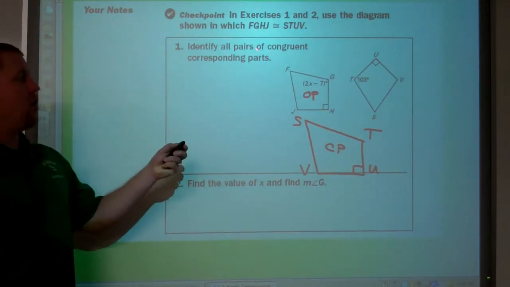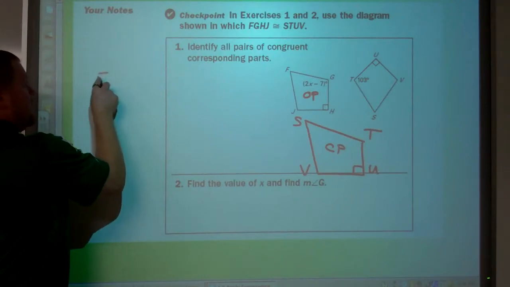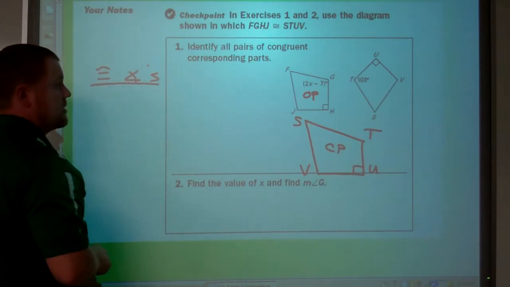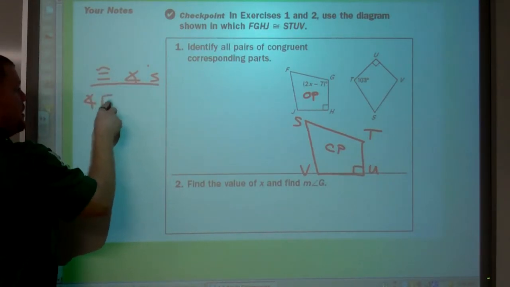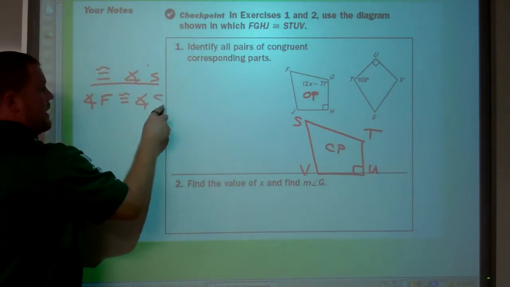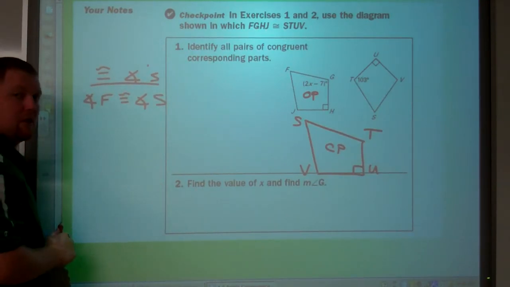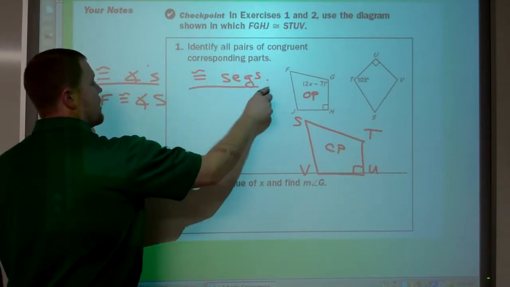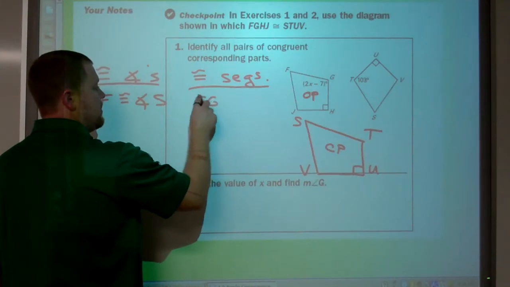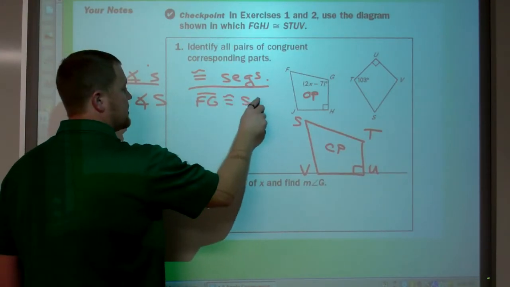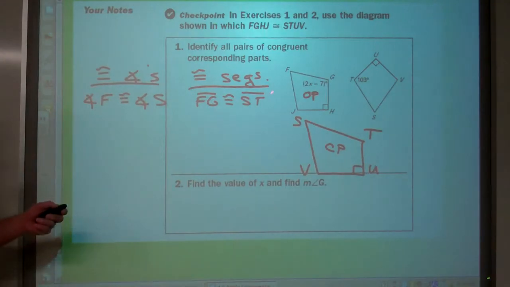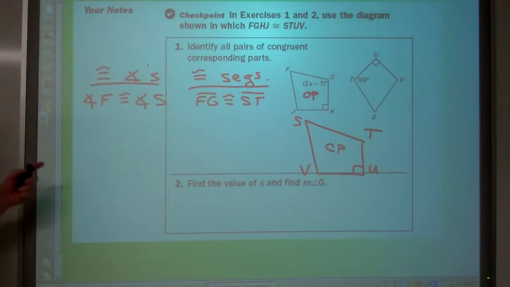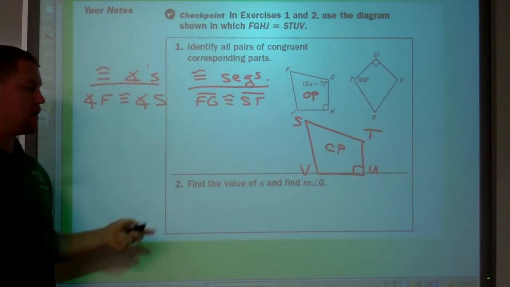Okay, now identify all pairs of congruent corresponding parts. So congruent angles. And I'll give you one example and I want you to finish the rest. Alright, we know that angle F is congruent to angle S. And list the rest, the last three. As well as the congruent segments. We know that segment FG is congruent to segment ST. And again, those are corresponding parts. The figures are congruent, the corresponding parts are congruent. Corresponding parts of congruent figures are congruent.